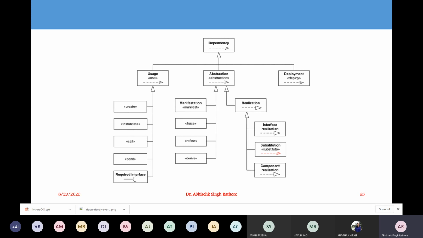Dependency can appear in several kinds of UML diagrams: the class diagram, the composite structure diagram, the package diagram, the component diagram, the deployment diagram, and so on. Now the usage dependency is the relationship in which one element, let's go to the next slide.